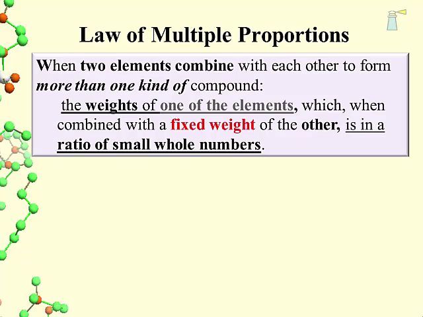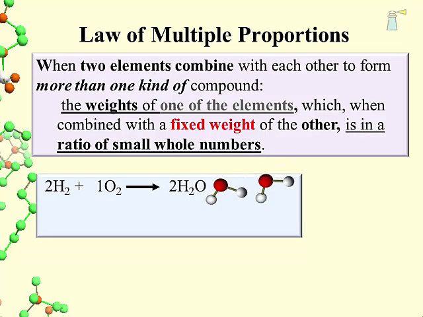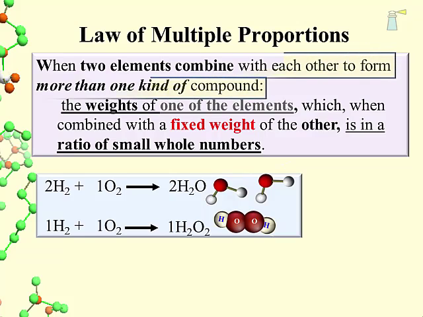Consider the following two reactions. 2 hydrogen molecules plus 1 oxygen molecule forms 2 waters. And 1 hydrogen molecule plus 1 oxygen molecule forms 1 hydrogen peroxide molecule, H2O2. Both reactions involve hydrogen and oxygen. The two elements can combine with each other to form more than one kind of compound.